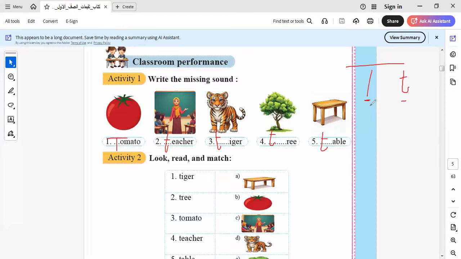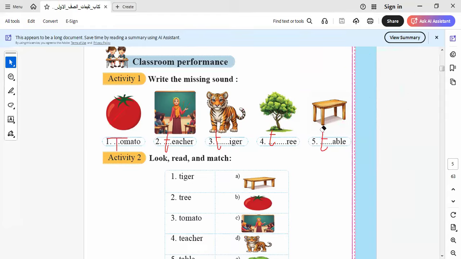I will repeat and you repeat after me. Capital T and small t. T for tomato, T for teacher, T for tiger, T for tree, T for table. I will repeat again. Tomato, teacher, tiger, tree, and table. I will repeat again. Tomato, teacher, tiger, tree, table. This is the first activity. Let's go to the next activity.